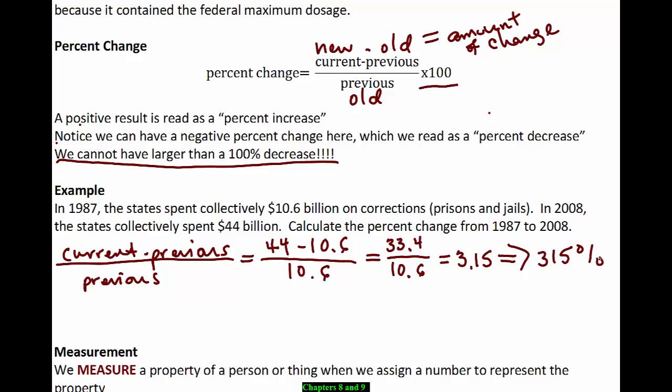This makes sense for our example. 10.6 we could round to 11, and 44 is about 4 times the original amount. So this would equate to roughly a 300% increase. That's a good way to check your calculations.